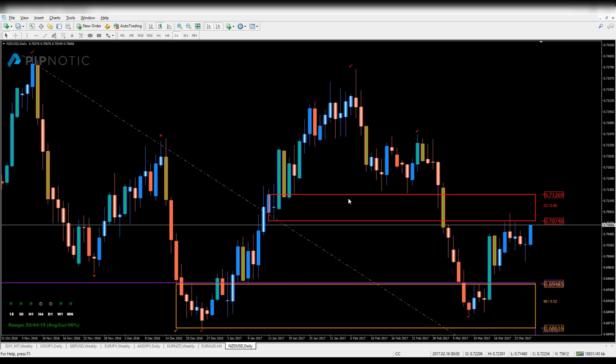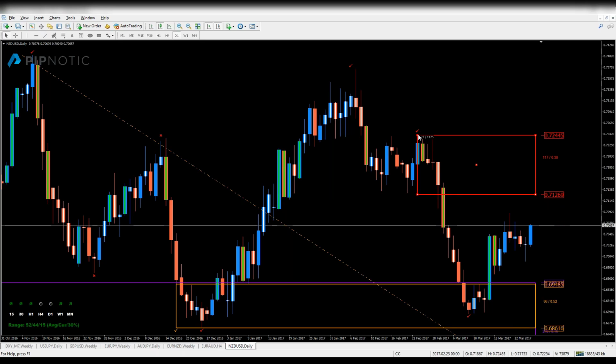Why? Because this area of supply consumed this. So you move this up to that area of supply, which is somewhere around here. We'll go like that. Now we'll take the whole thing. Something like that. So this area of supply is the one that took this one out. And so we want to be shorting entries between the 71.77 and the 72.45.